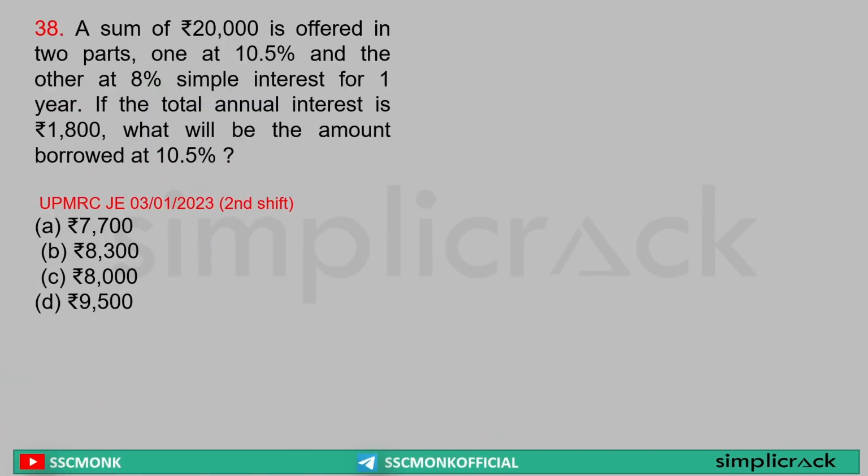Next. A sum of 20,000 is offered in two parts, one at 10.5%, other at 8% for 1 year. If the total annual interest is 1800, what will be the amount? Sir, very basic. This is annual interest 1800 on 20,000, multiply by 100 and we get the interest rate. 2 9s are 18. So the rate of interest is 9%. How? Sir, one part is 10.5%, another is 8%.